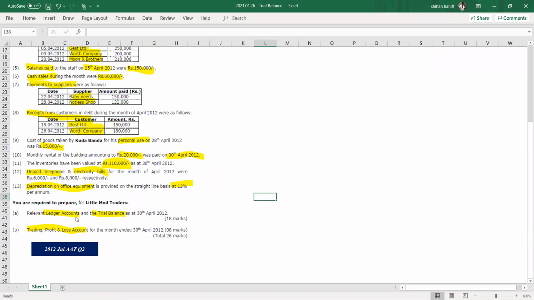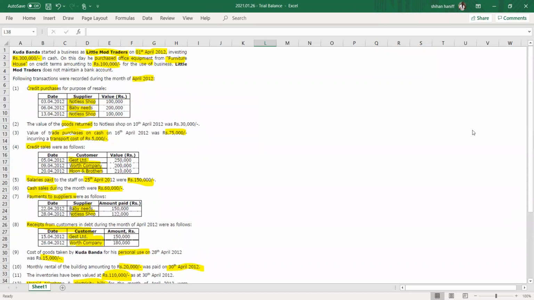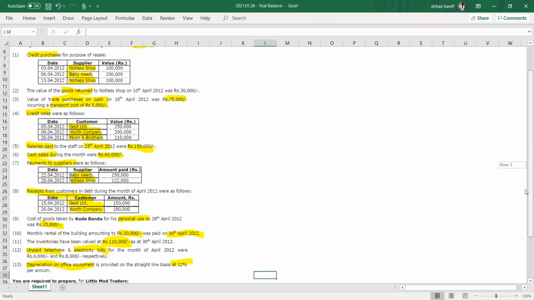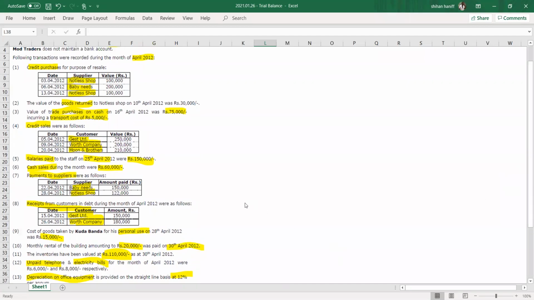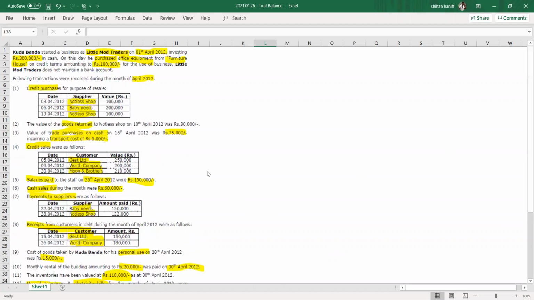We will start with the ledger accounts. We will start with the prime entry books. Okay, so we need a cash receipt journal, cash payment journal, and also let's prepare the purchases journal, purchases return journal, sales journal. There's no sales return. So initially we'll start with the prime entry books. So I want you to draw the prime entry books relevant for this. Okay.